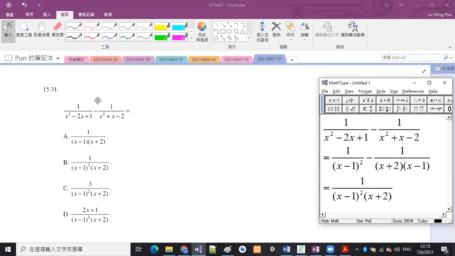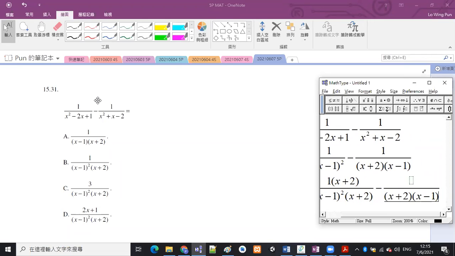Okay, and then for the second fraction, so we have x plus 2 times x minus 1.